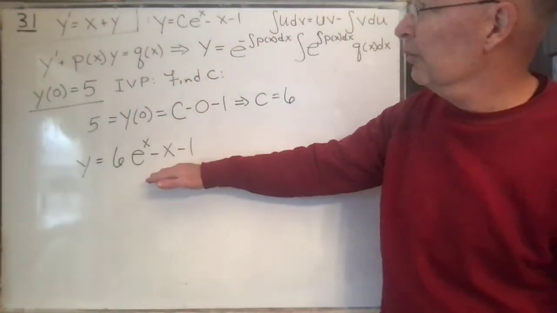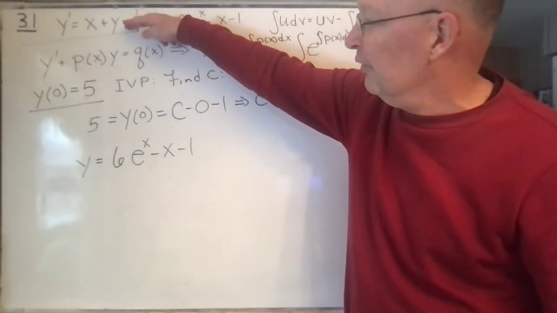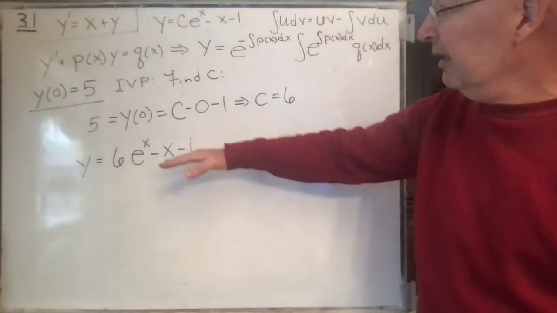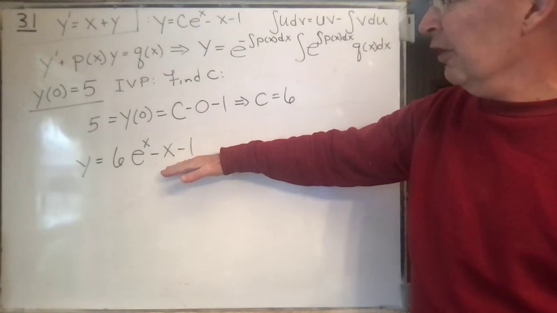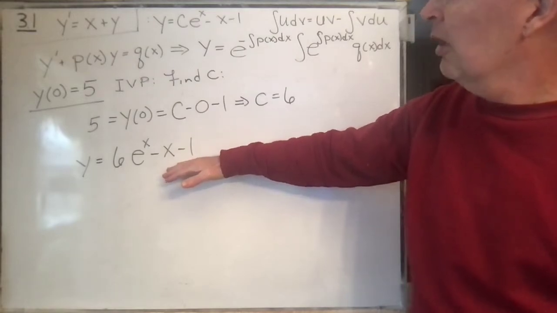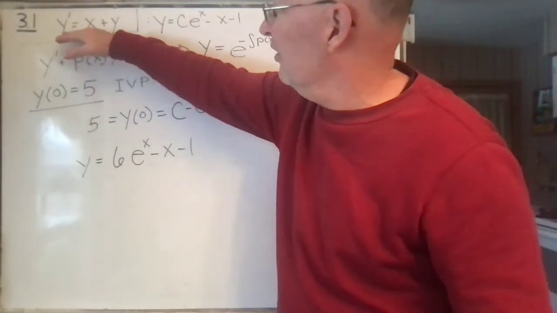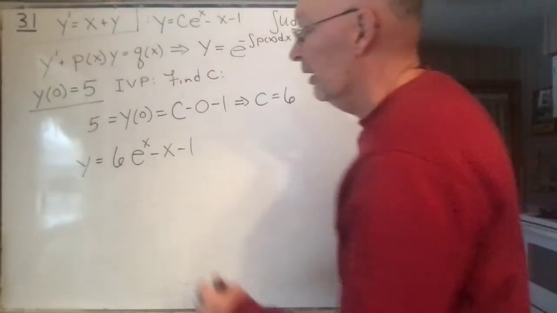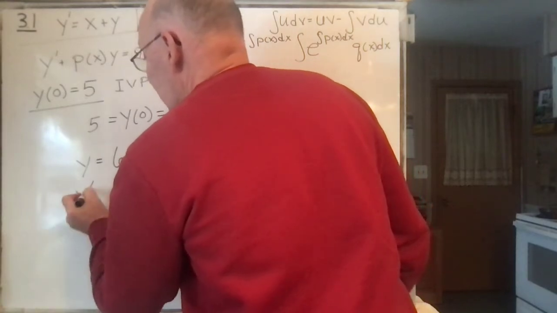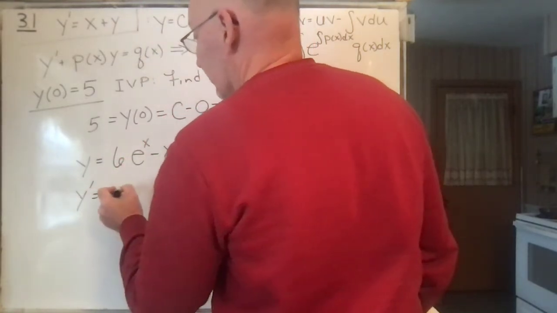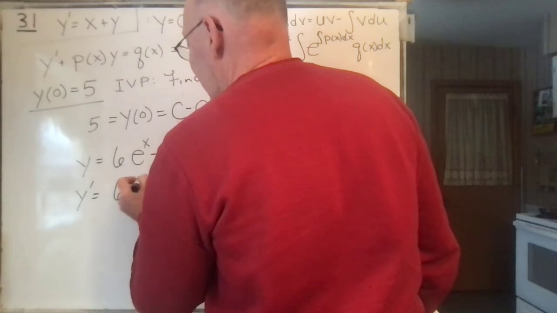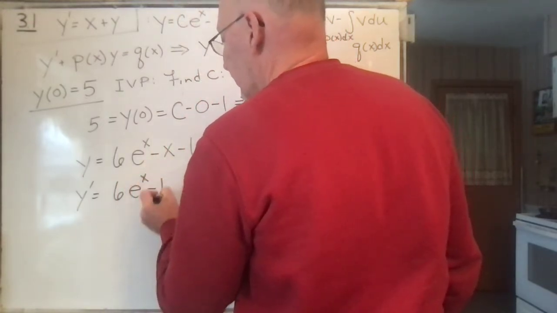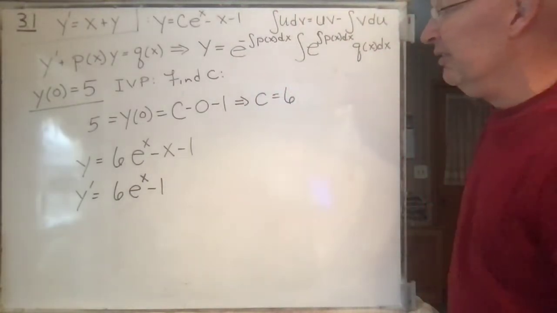So there's a solution that both satisfies this differential equation and satisfies this. And again, if you wanted to prove to yourself, check that you actually had the right answer, all you have to do is do what it says. What does this differential equation say? It says if I take the derivative of y, let's go ahead and do it. What's the derivative of this thing? It's going to be 6 e to the x. The derivative of this is going to be minus 1. You agree? That's what that is.